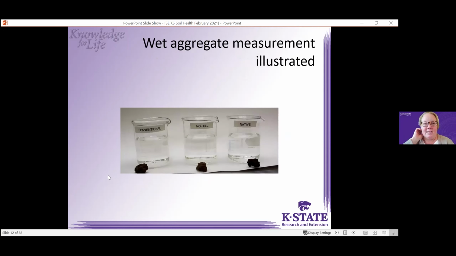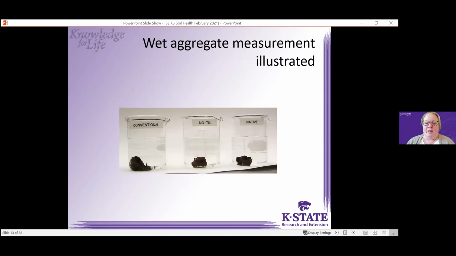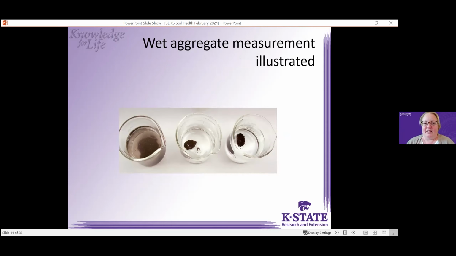So this is what it looks like if you do a little slaking test. This is one where I had three different soils, all just right in the same area: a conventional field, a no-till field, and a native prairie remnant. This was in central Kansas, by Niles, Kansas, where I got these. So you drop them in, and this is called the exploding aggregate test. You drop them all the way into water and see what happens. And if you don't have any structure, this will just blow apart.